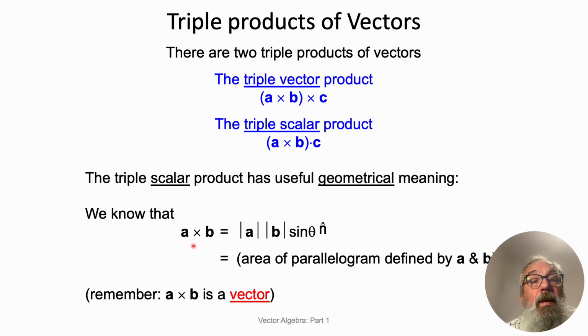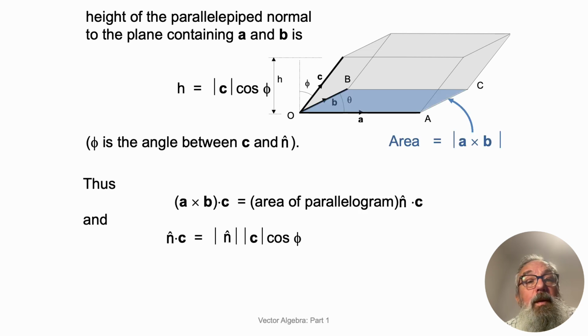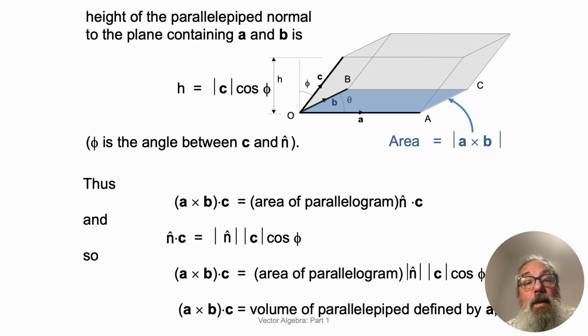We know that A cross B equals the area of a parallelogram. Remember that A cross B is a vector, so we can calculate this parallelogram area. It turns out we can get the volume of the expanded parallelogram, which we call a parallelepiped. So it gives us the volume of a parallelepiped shape defined by three vectors, which is quite useful in geometry.